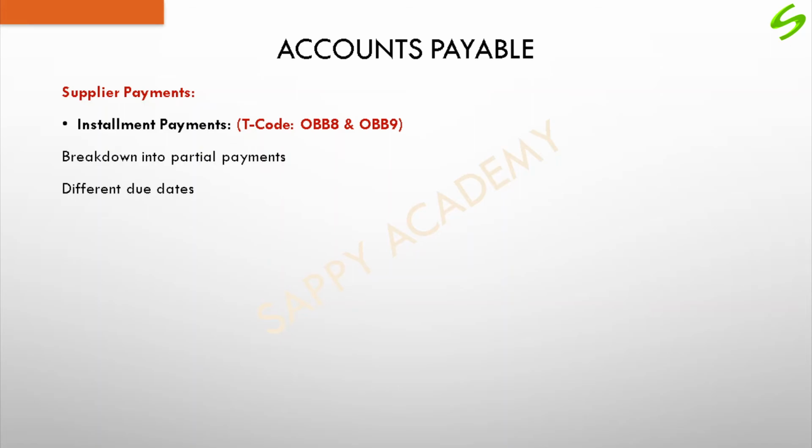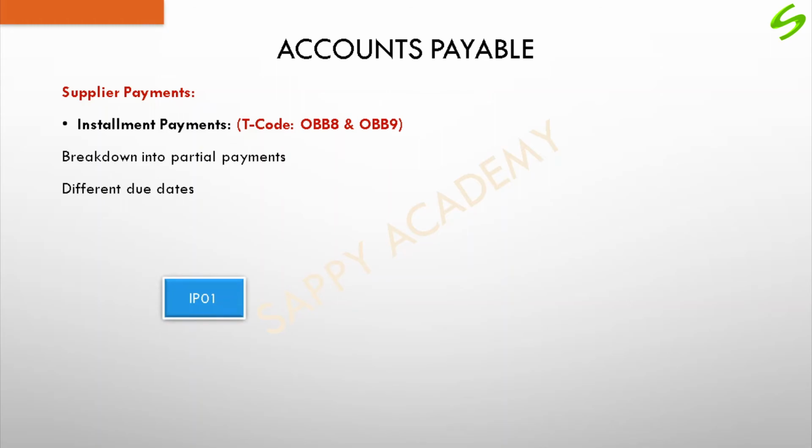For example, I have an invoice of 10,000 USD, and as per the payment terms, I have to pay it in 3 installments. The first installment is due immediately, for example, and the second installment is due in 30 days, and the third installment is due in 45 days. And the amounts that I am going to pay for all these 3 installments is 30%, 40% and 30%.